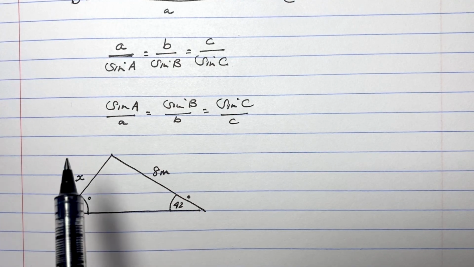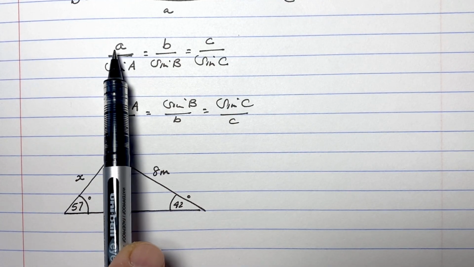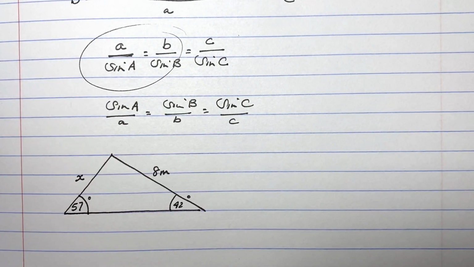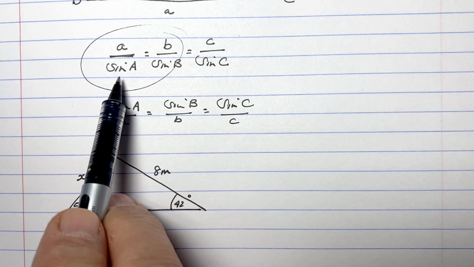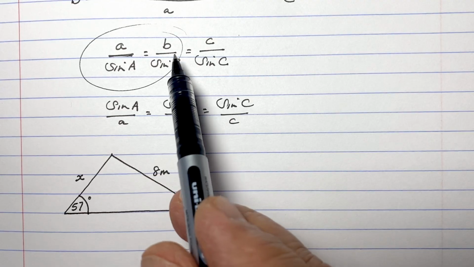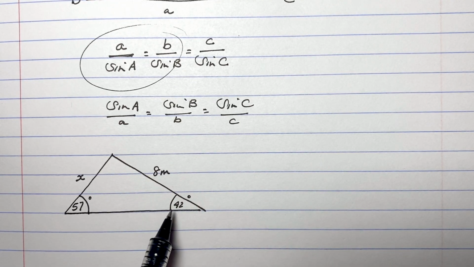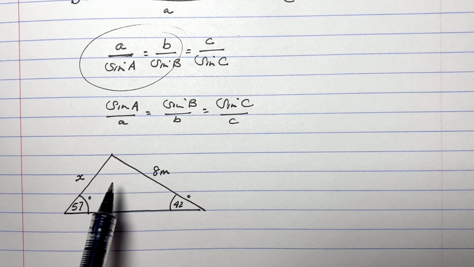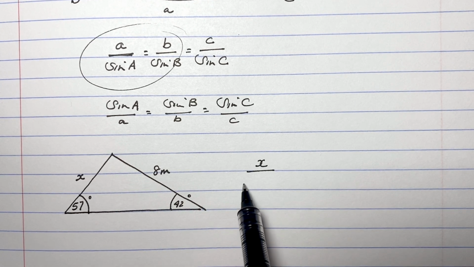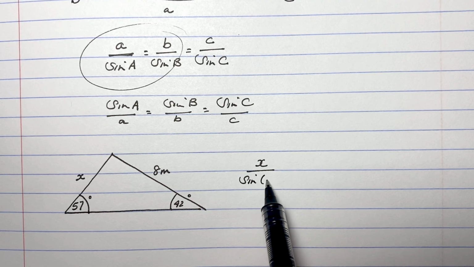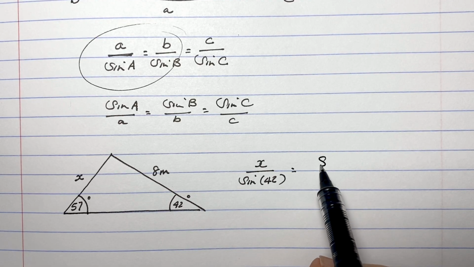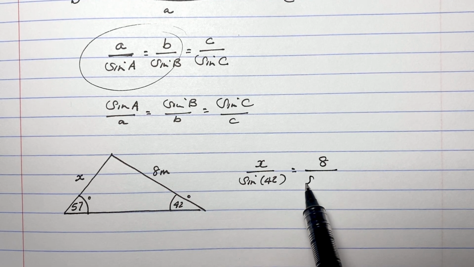So in order to apply the sine rule, I can either have that version or that version. If I'm looking for the side, it's easier to start with the version where the side is at the top. So in this case, I shall use that formula, which is a over sine of A equals b over sine of B. Of course, you don't need three ratios. You only need two of them. So x over sine of 42 is 8 over sine of 57. Side over the sine of opposite angle equals 8 over sine of 57.